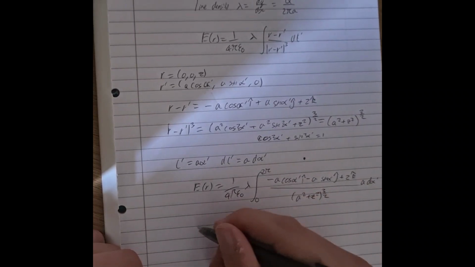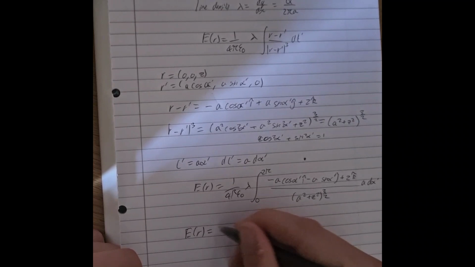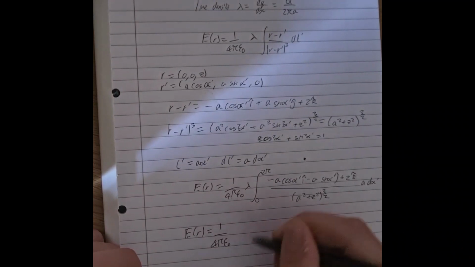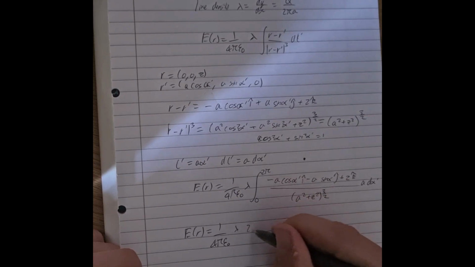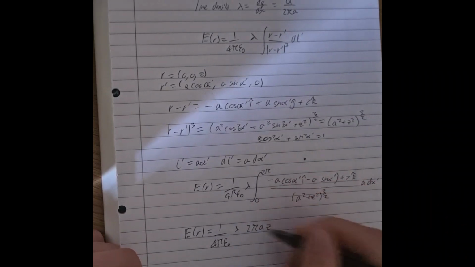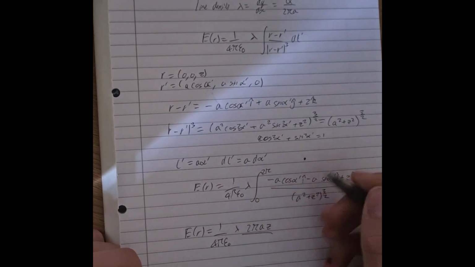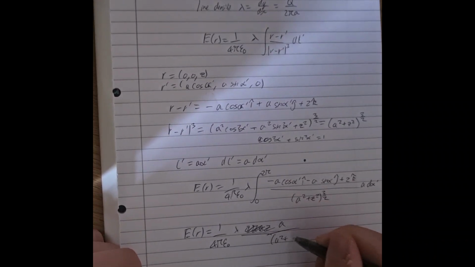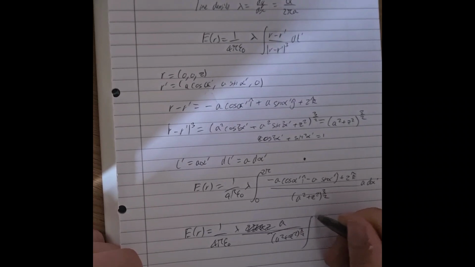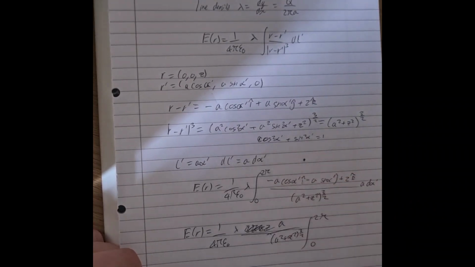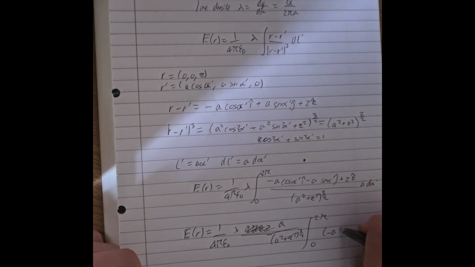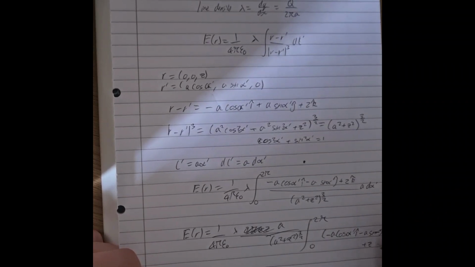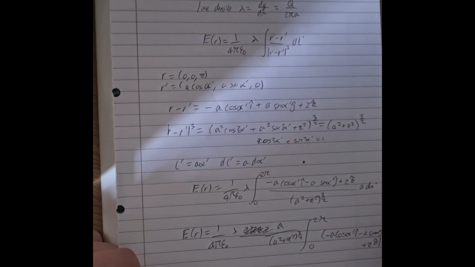We can tidy this up a bit, and bring some things out to the front. So we get the electric field is equal to lambda over 4 pi epsilon naught times a over a squared plus z squared to the 3 over 2, and then we have our integral again, only considering the numerator at this point because we've taken the denominator out: cos alpha prime i hat minus sine alpha prime j hat plus z k hat, all with d alpha prime.